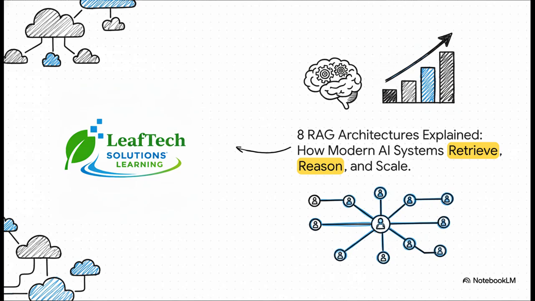All right, let's get right into it. Today, we are going to break down the 8 most important RAG architectures that are really powering modern AI. We're going to see how these systems find information, how they think about it, and how they scale up to handle the messy, real world.